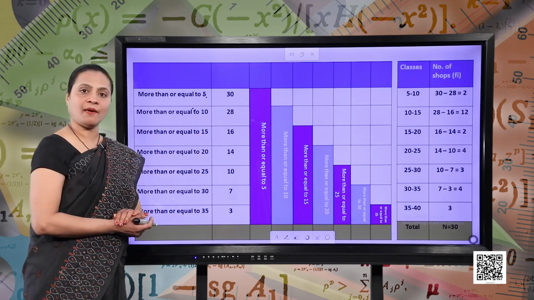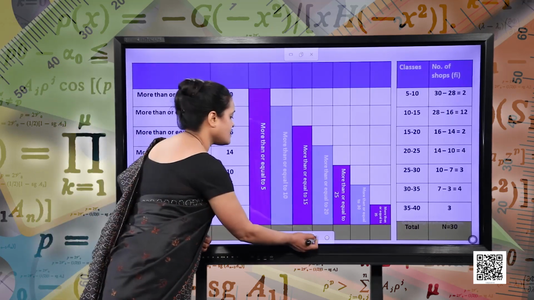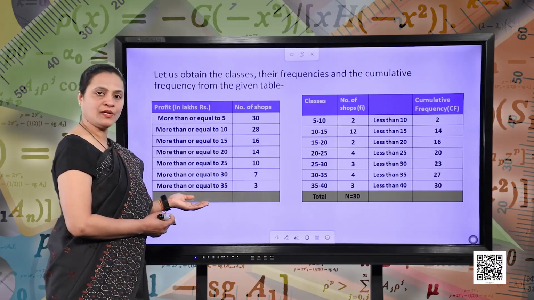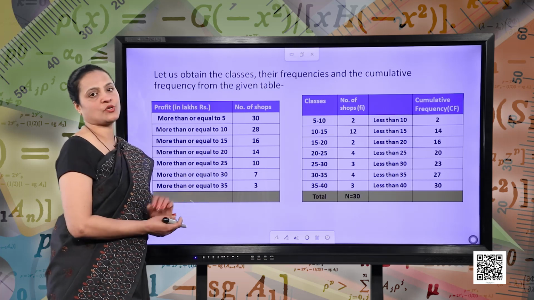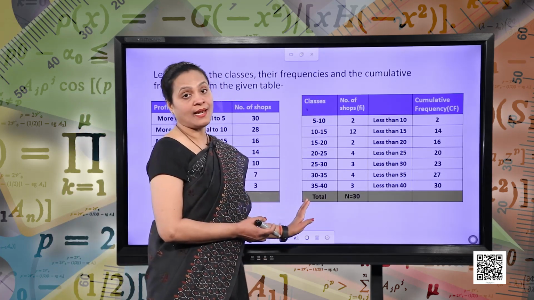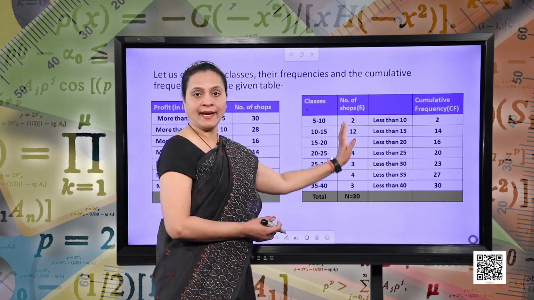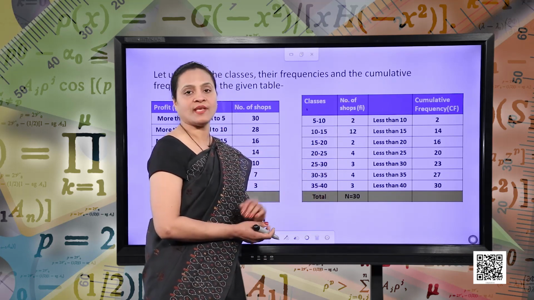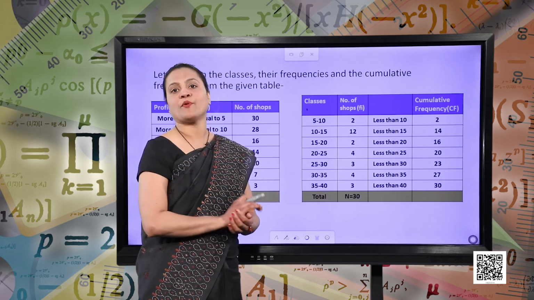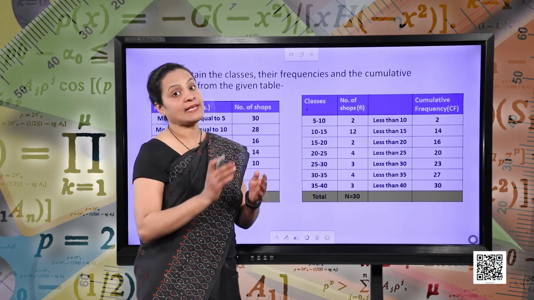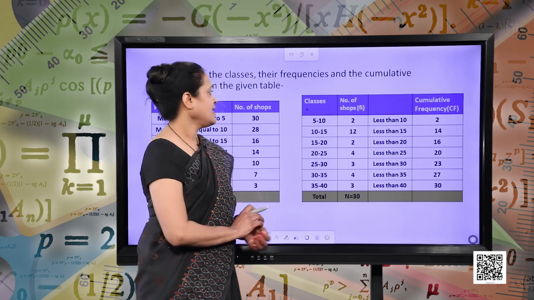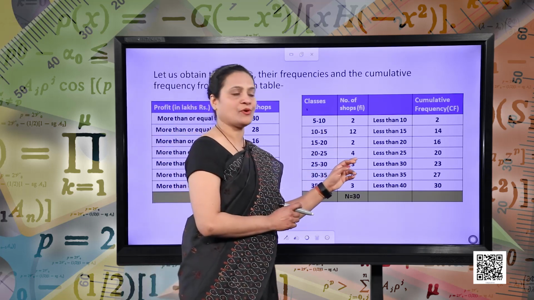After getting that table, our next step is, here in front of you, you have the more than or equal to type cumulative frequency distribution table. We have formed the class intervals as well as calculated the corresponding frequencies. Now, as we need to plot both types of ogives, we need to get the less than type cumulative frequency table also. For that, let us see how we have done it before.